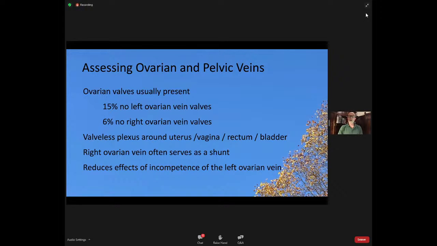Also important is that the right ovarian vein, which is more often competent, can serve as a shunt for gross left ovarian vein and pelvic incompetence. So it's important to define that, because if you embolize the right ovarian vein when it's serving that function, you can cause symptoms to deteriorate.